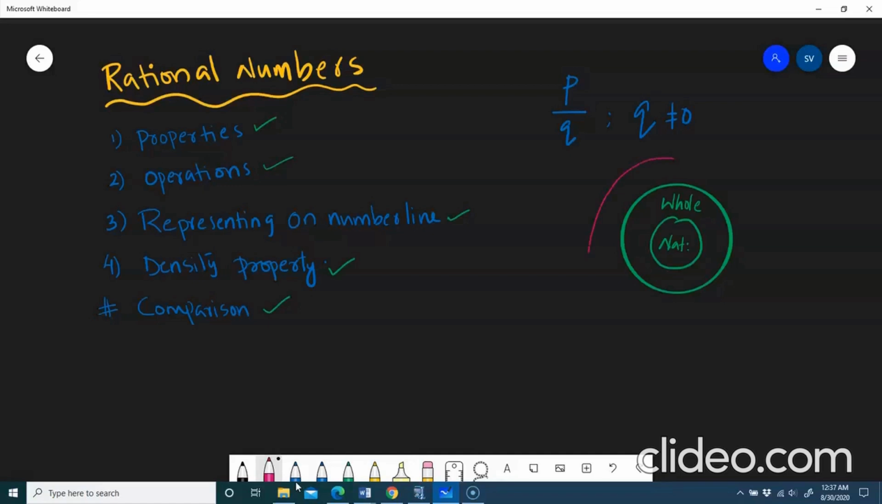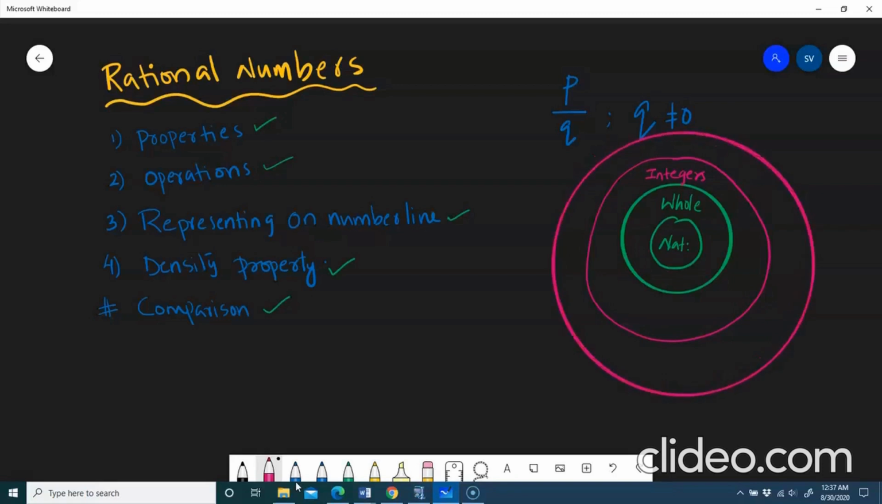Then to that whole number system they added another set of numbers, the negative numbers, and all together we call them integers. With this system of integers we add more numbers, called fractions, and we call that system the rational number system.